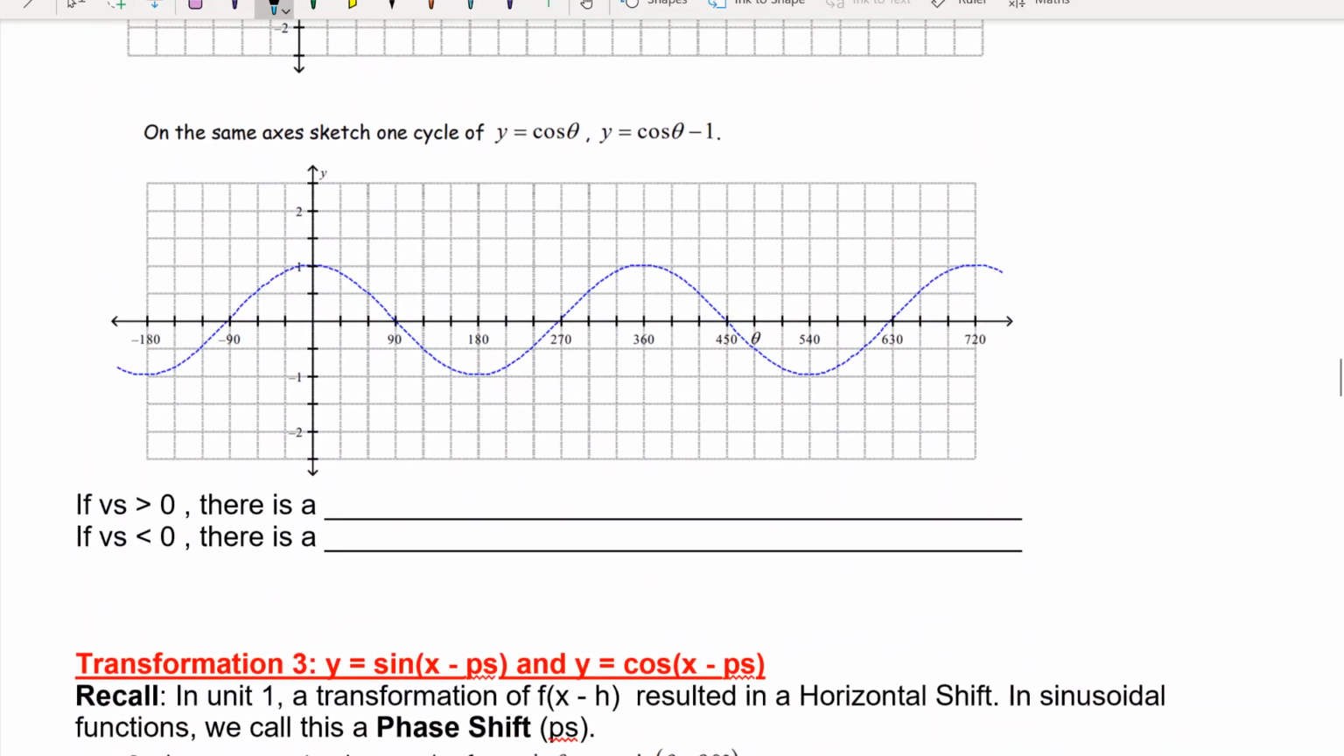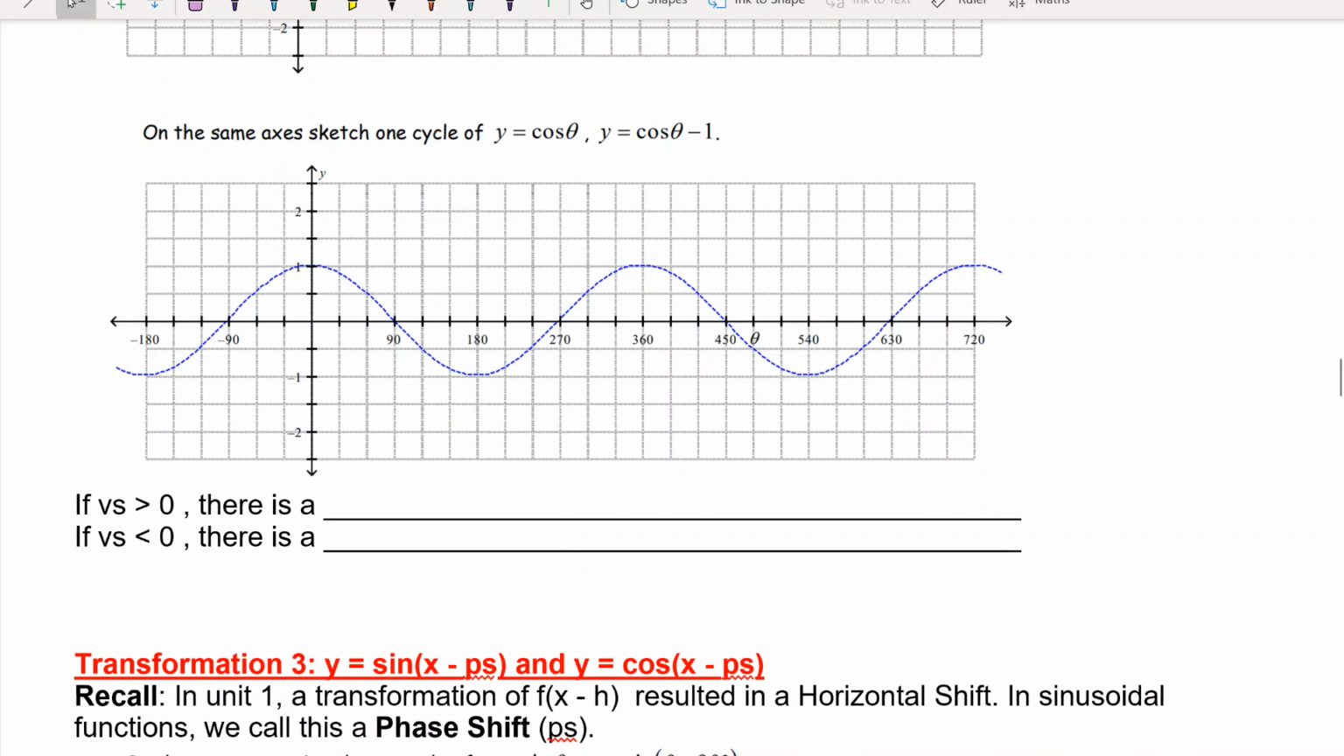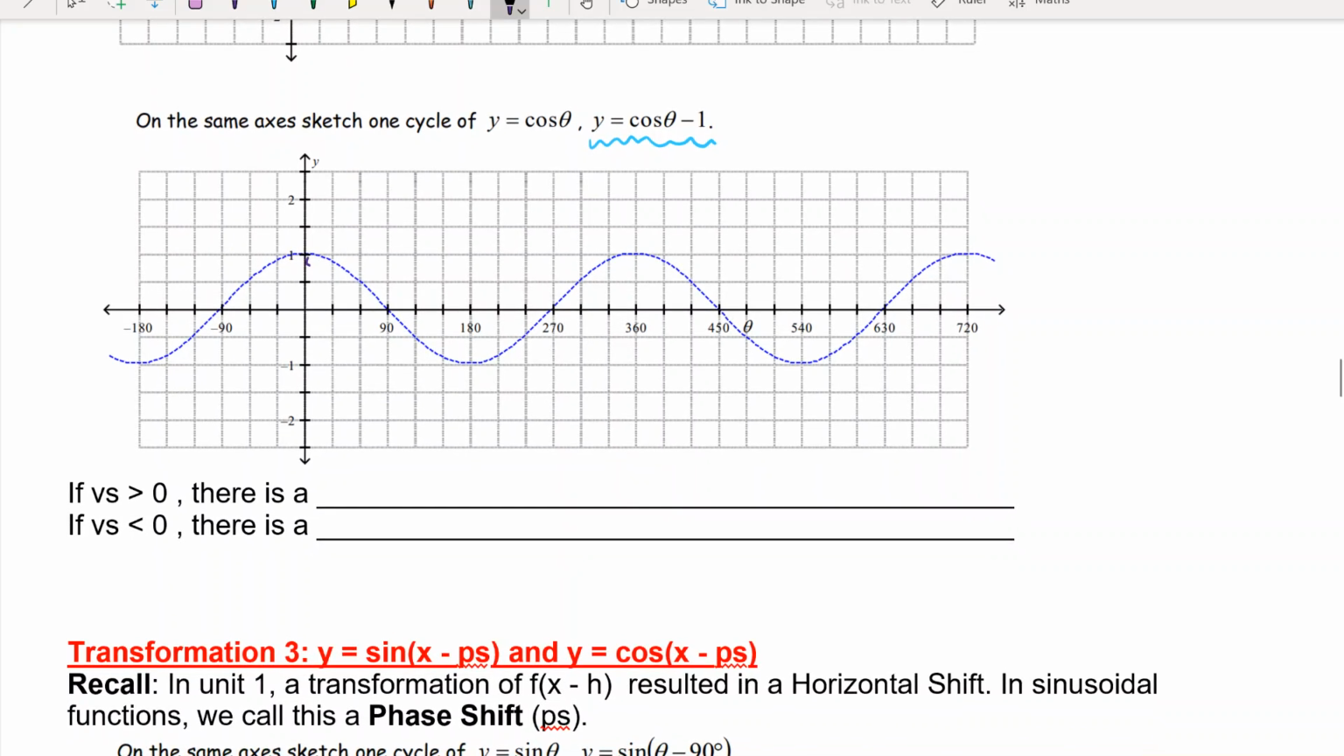Okay, so that is if I'm moving it up by 1, and then next I'm asked to do cos of theta and cos of theta minus 1. Cos of theta is already graphed for us, so now I'm just drawing cos of theta minus 1. I start with my 5 main points, and then I take each one and move it down by 1. So I'm moving each one of those points down 2 squares, and then I do my best to draw a curve connecting those 5 points.